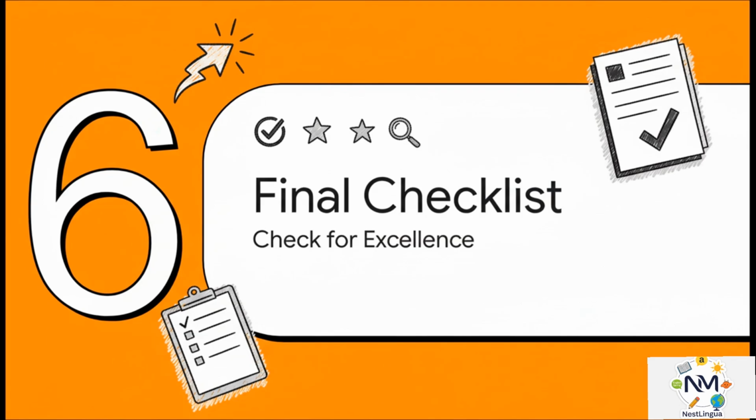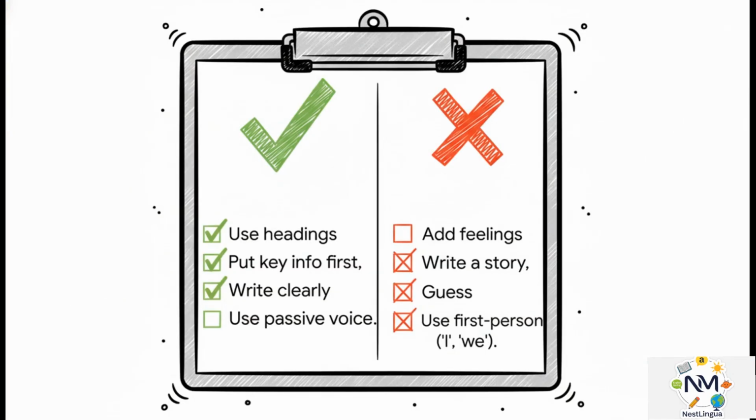Before you hand in any piece of writing, a final check is absolutely essential. So here is your quick checklist to make sure every report you write is perfect. Okay, let's run through it one last time. Do use headings, do put the most important info first, do write clearly, and do use that passive voice. And on the flip side, don't add personal feelings or opinions, don't write it like a creative story, and never ever use I or we. Keep this list in mind, and you'll be writing polished professional reports every single time.